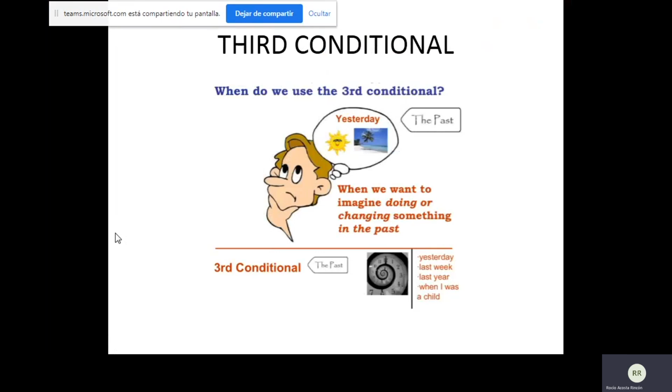First of all, about the use. The use of third conditional is in relation with facts that happened in the past. For example, an event that probably happened yesterday or last week or last year, or in a more remote time in the past, for example, when I was a child, so in my childhood. And we use this type of third conditional when we want to imagine doing or changing something in the past, but it's not possible. So it's not real. That's why the third conditional is called unreal.